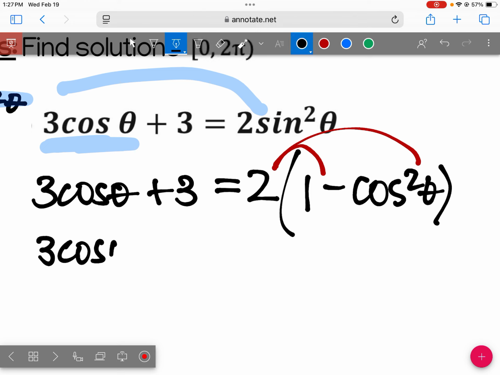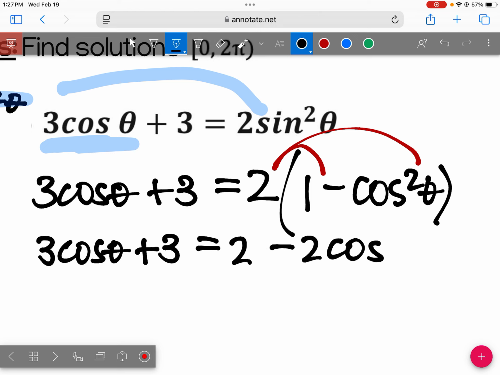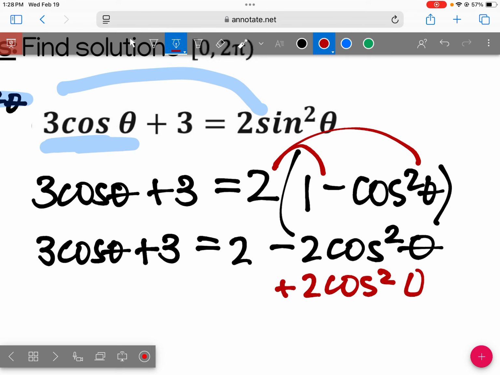3 cosine theta plus 3 equals 2 minus 2 cosine squared theta. Now again, my recommendation stands. I would recommend making your squared term positive. So instead of moving everything from the left to the right, I want to move everything from the right to the left. So I'm going to add my 2 cosine.